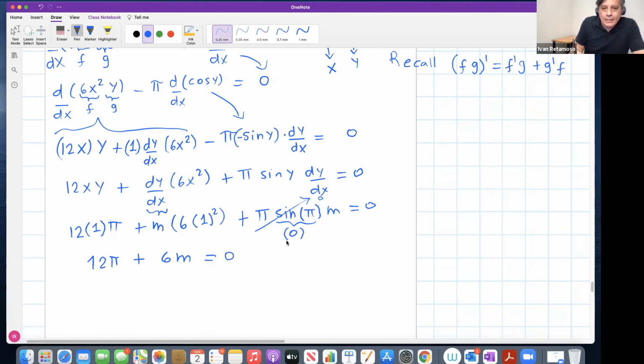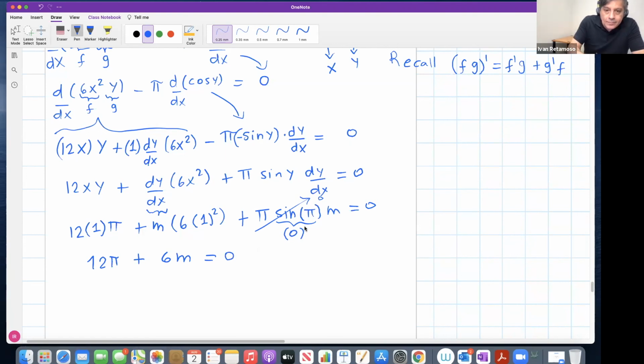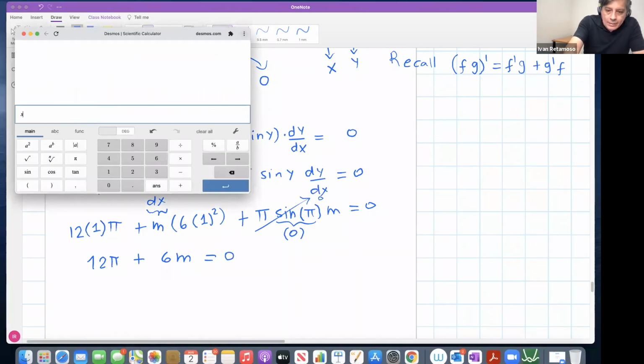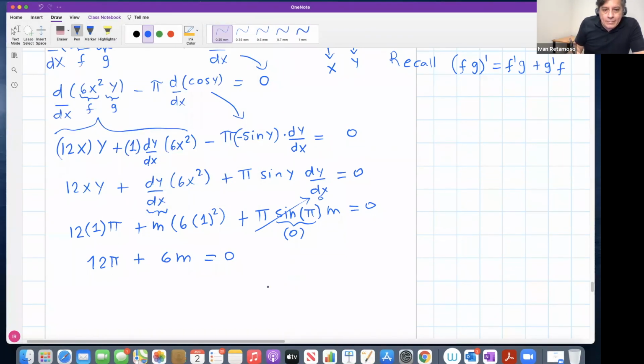Now, sine of pi is 0, Professor. If you don't remember, guys, you can get it in your calculator. Sine of pi in radians, 0, right? In radians always 0. All right, great. So we have this.